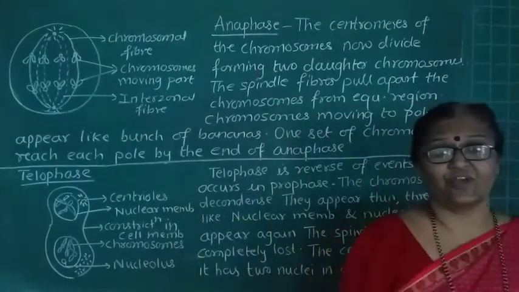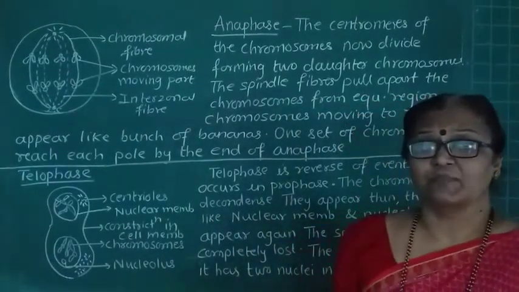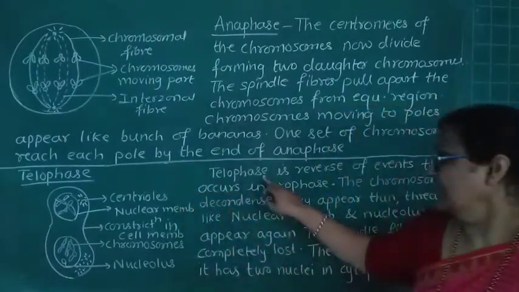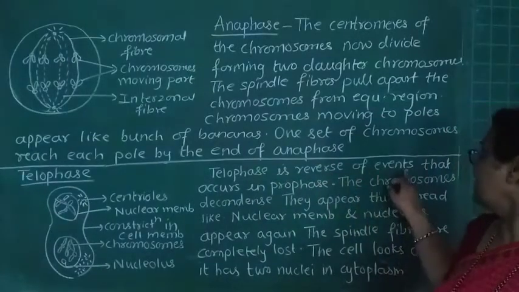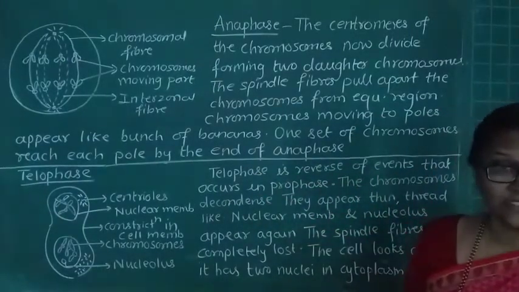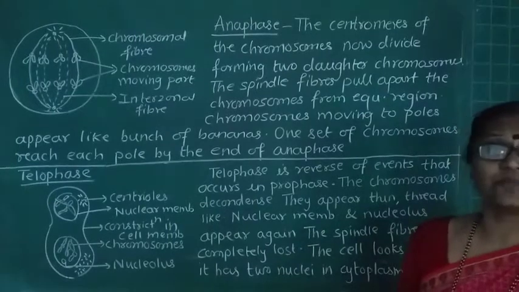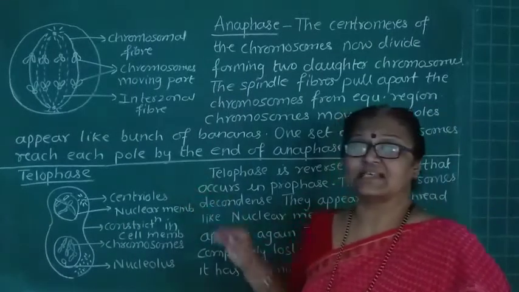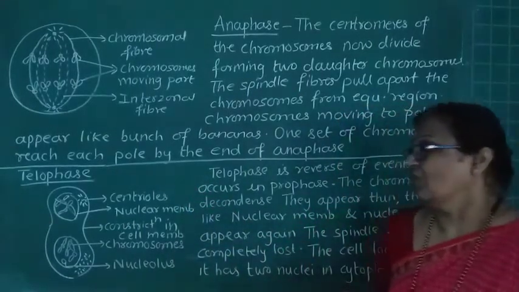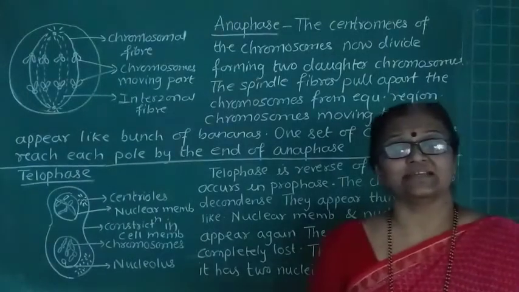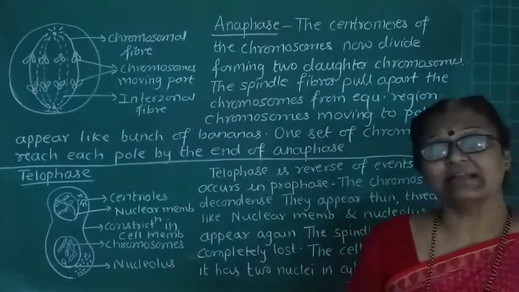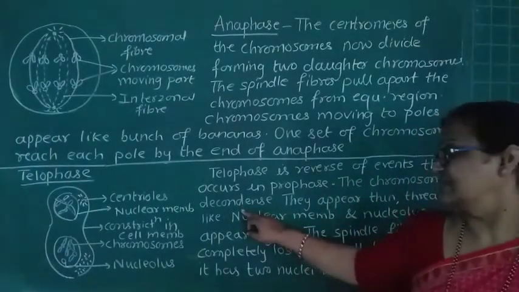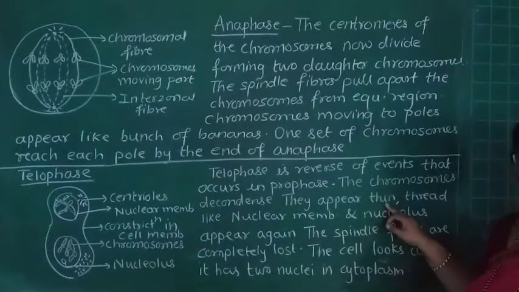This is the last phase in mitosis. Now what does this process tell us? See here, telophase is a reverse of the events that occur in prophase. Whatever the prophase tells us, the telophase is exactly opposite to that. In prophase we have seen that the chromosomes start to condense, but here the chromosomes start to decondense. Then see, they appear very thin.